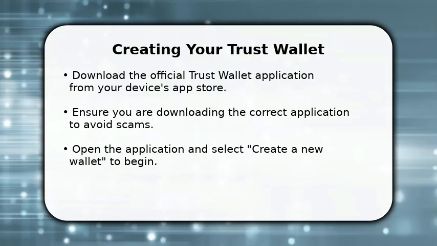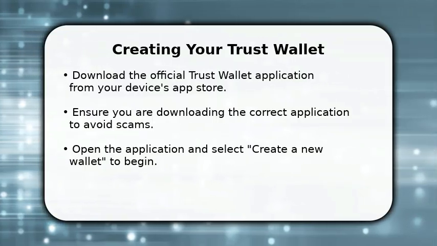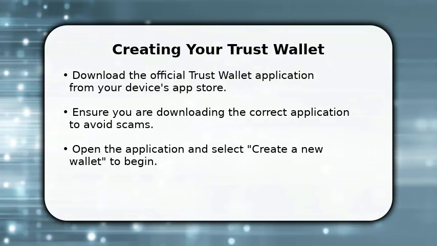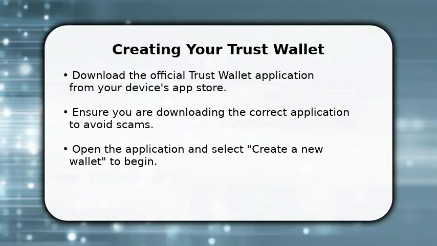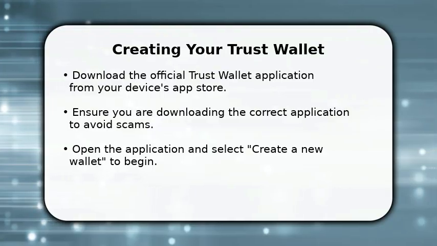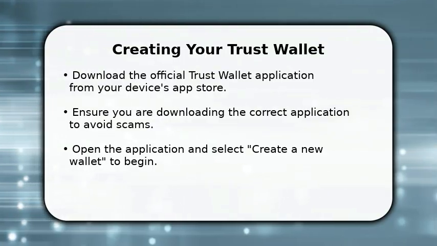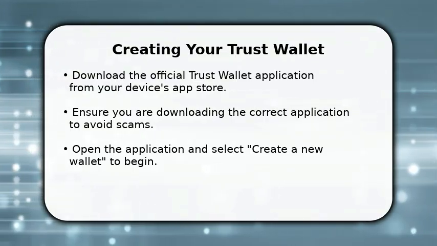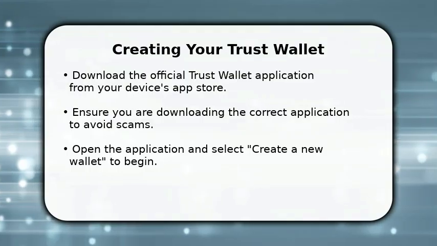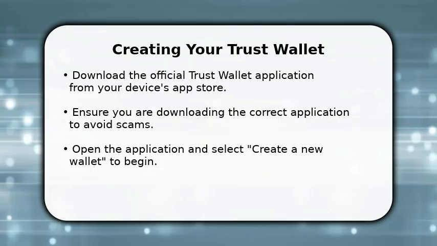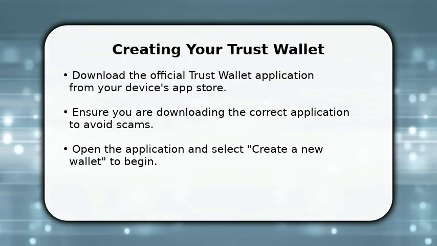Enjoy the video. In this video, I will show you how to create a Trust Wallet. First, you will need to download the official Trust Wallet application from your mobile device's app store. It is crucial to verify you are downloading the legitimate app to protect your assets. Once installed, open the application and tap on the Create a New Wallet option. This simple first step sets the foundation for securing your digital currencies.